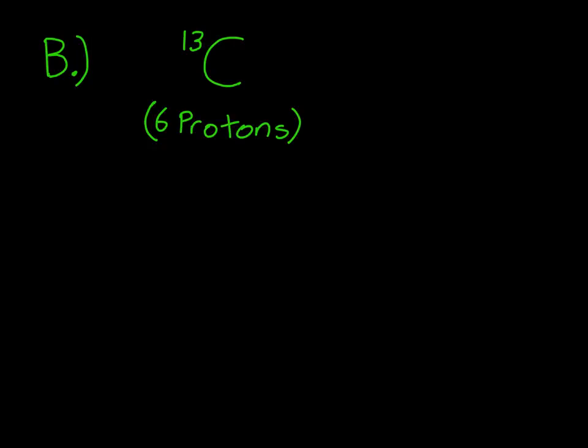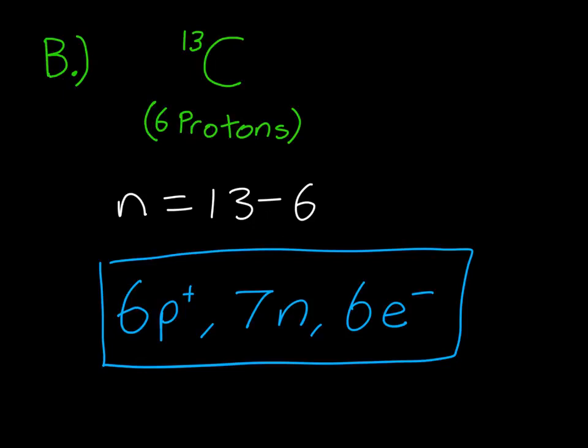Part B is much like Part A, except that the mass number is 13. That means that this specific atom is an isotope of Part A's atom. Since the number of neutrons is the mass number minus the number of protons, there must be 7 neutrons. Remember, the number of protons doesn't change, and since this atom is neutral, it has the same number of electrons as protons, giving us 6 protons, 7 neutrons, and 6 electrons.